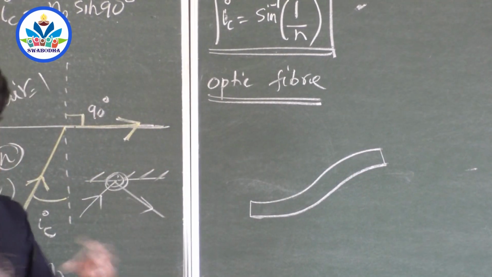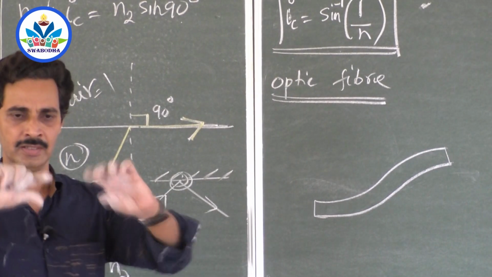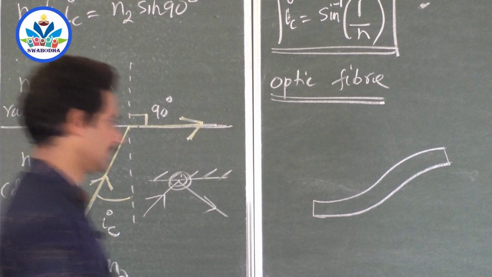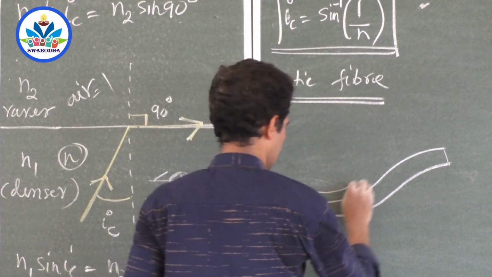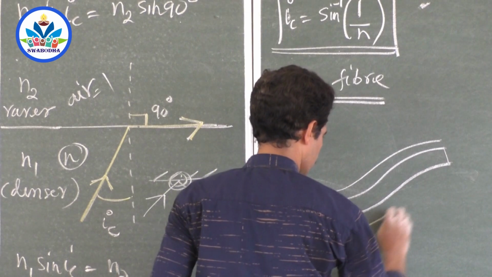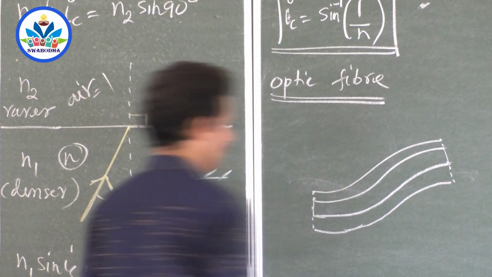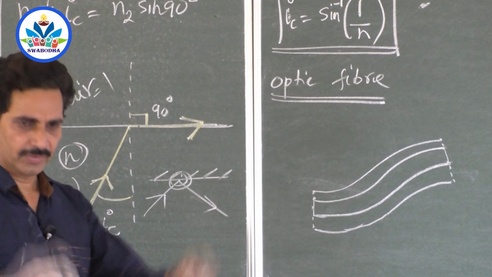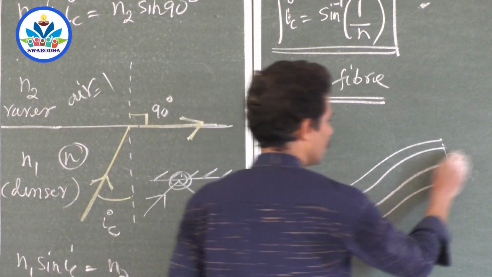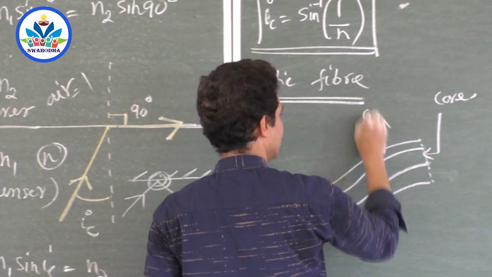And this cable is a flexible cable. It may be made up of fiber. If it is fiber, then you can bend it up to a certain extent. It is coated with another material of lower refractive index. It is also transparent. So an optic fiber is a cable which can be bent into different angles, and it is made up of a core, and this is called core. Okay, this is core, and this is called cladding.